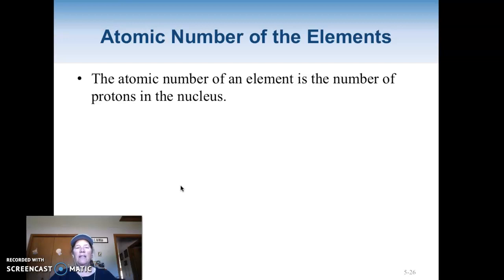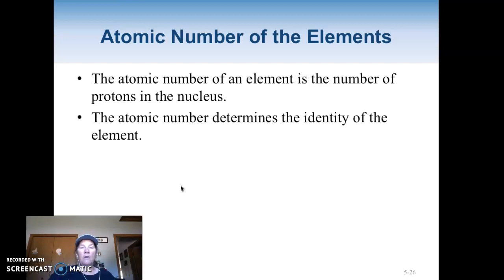So anytime you find an element, like iron, its atomic number is 26. That means it has 26 protons. If you change that number, then it's no longer iron. Whatever the atomic number is, the number of protons, that determines what element. You can change the number of electrons, you can change the number of neutrons, but if you change the number of protons, you have a different element. So the atomic number determines the identity of the element because that's the number of protons, and that number never changes.